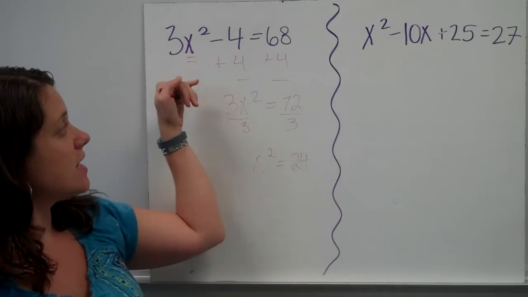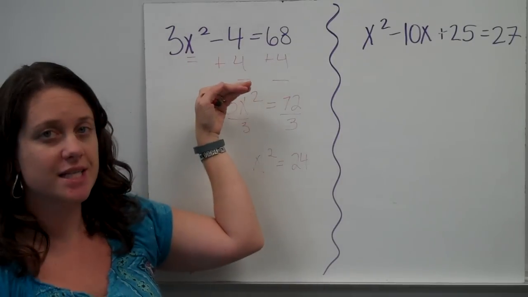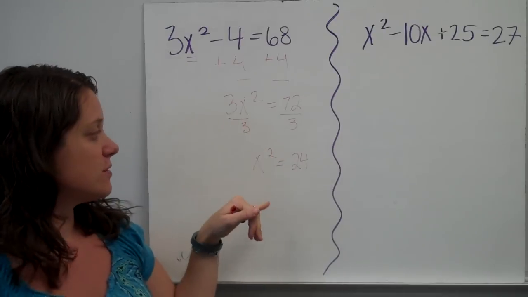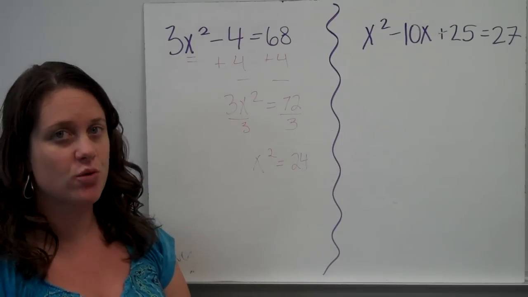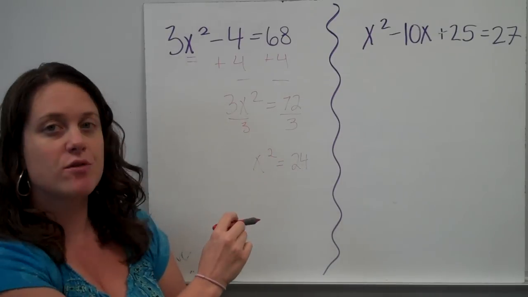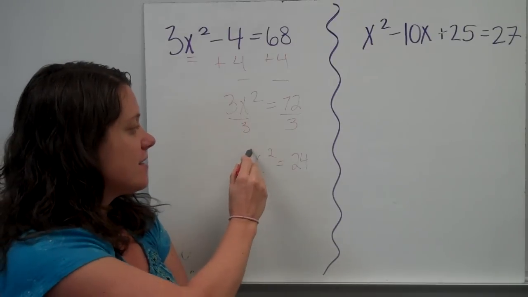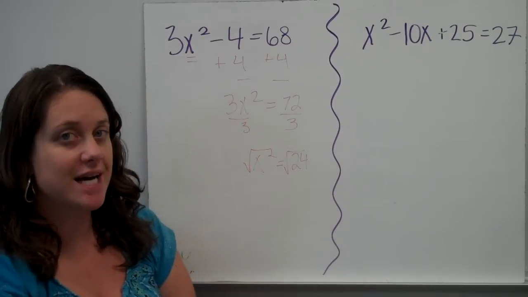Alright, so far I have added 4 to both sides. I have divided both sides by 3. So I got x squared equals 24. Then the square root property says I can take the square root of both sides.